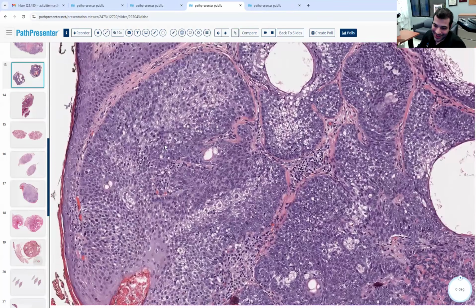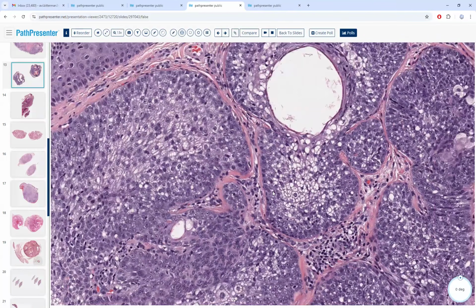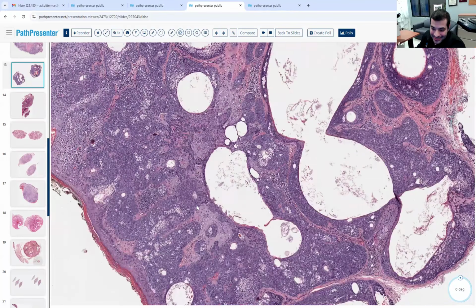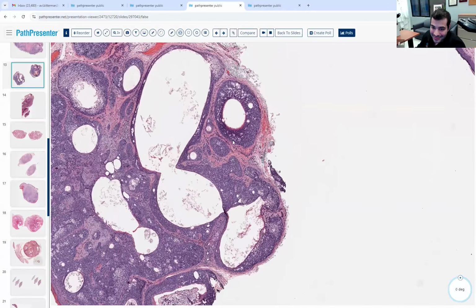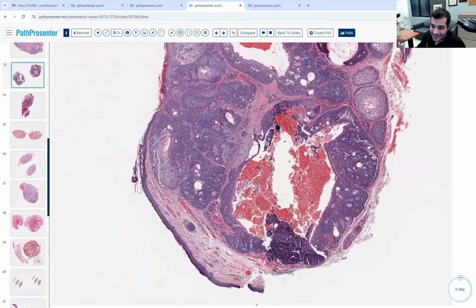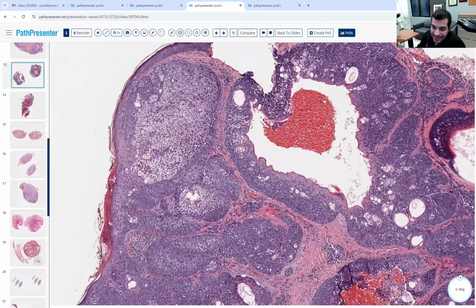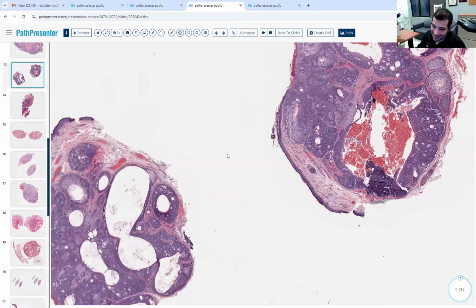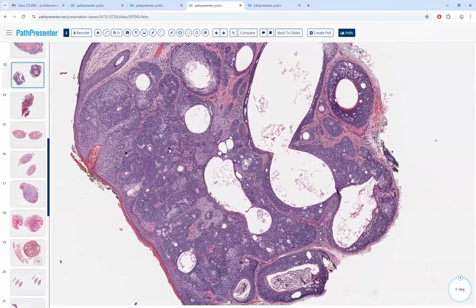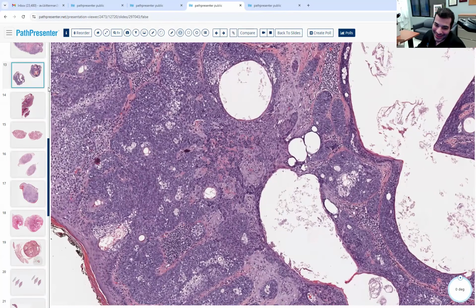Okay, what differentiation? Sebaceous. Definitely sebaceous. Benign or malignant? Benign. Good. Well, we're going to make the same call, right? More epithelial cells, so sebaceous epithelioma, or sebaceoma. Good.